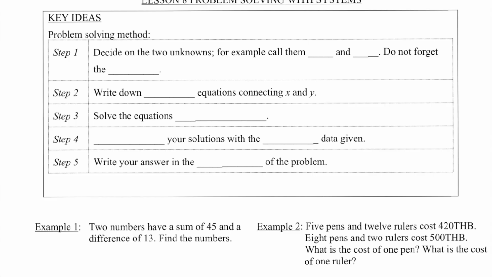In this video, you will learn how to apply your knowledge of systems to solve word problems. Let's get to it. So the problem solving method has basically about 5 steps. Step 1, decide which two unknowns. For example, call them x and y. And don't forget the units.